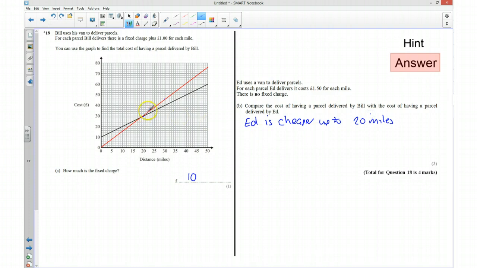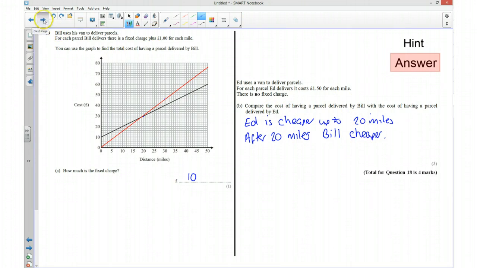And then it seems that after 20 miles, all of a sudden Bill is cheaper. So we could say after 20 miles our mate Bill is going to be cheaper. Okay, and there you go, that's enough information. So we've represented this on the graph, and we've compared the two things together.